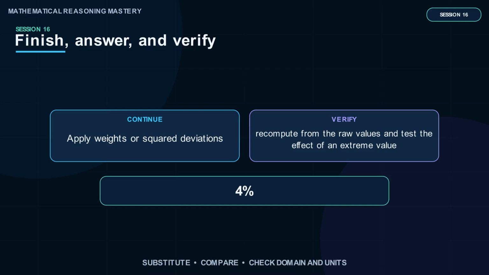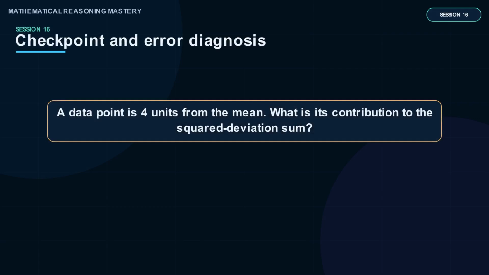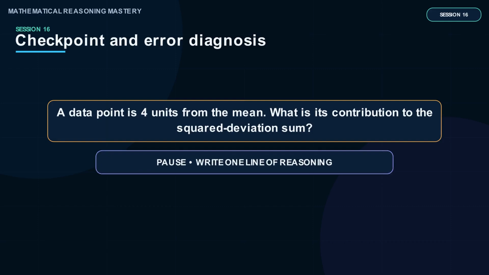Verify from another direction. Recompute from the raw values and test the effect of an extreme value. The check should use evidence independent of the original calculation whenever possible. Try this checkpoint without copying the example. A data point is 4 units from the mean. What is its contribution to the squared deviation sum? Decide which mathematical fact controls the answer. Pause and write one line of reasoning before committing. A visible decision is easier to inspect, explain, and correct than an unsupported guess.